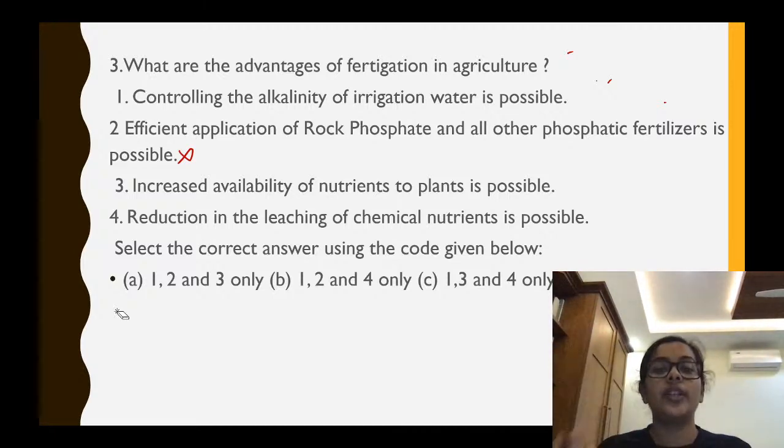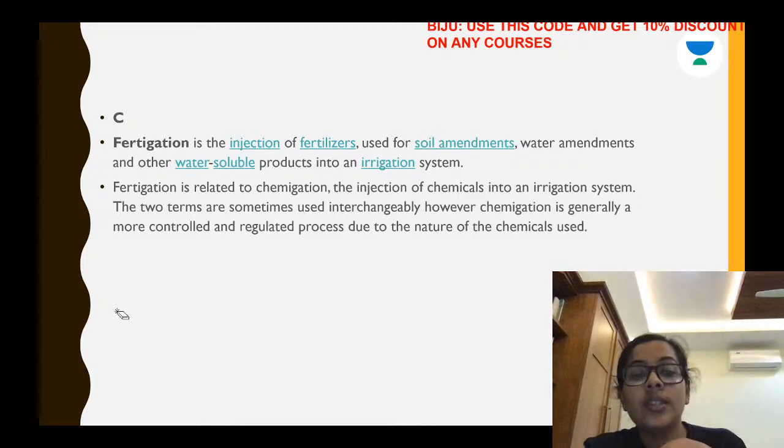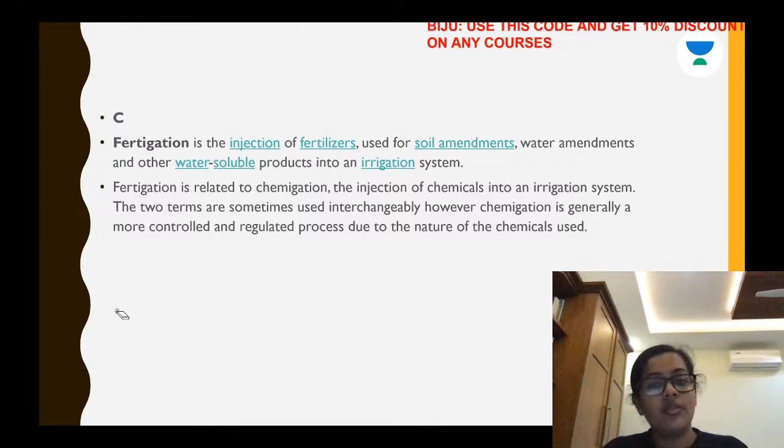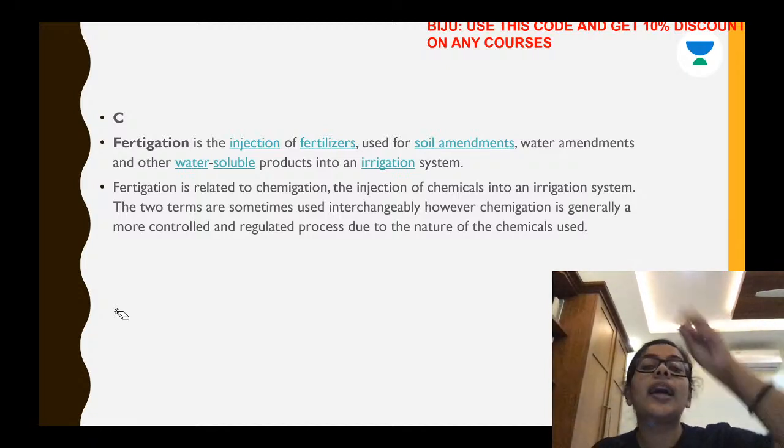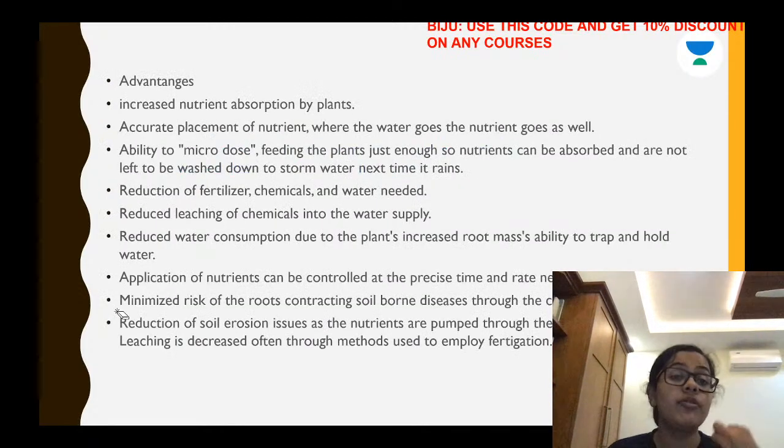Okay. So what are the advantages of fertigation? What do you mean by fertigation at all? Fertigation means injection of fertilizers, for soil amendments, water amendments and other soluble products into an irrigation system. Injection of fertilizers is known as fertigation. Simply, it is a technique where you inject chemicals into the irrigation system. The two terms, fertigation and chemigation, can be used interchangeably. But mainly it is simply injecting fertilizers, soil amendments, water amendments and other water soluble products into an irrigation system. Answer is C.